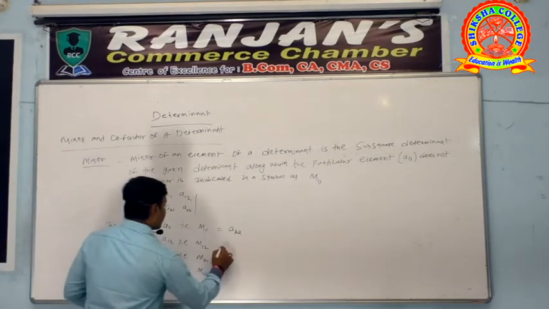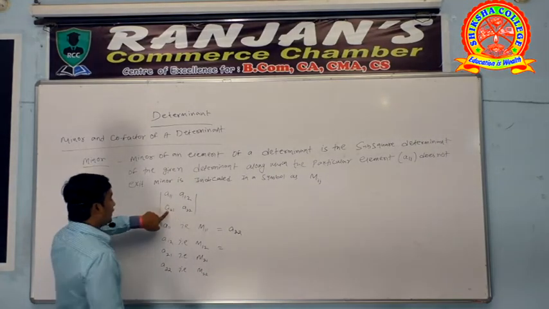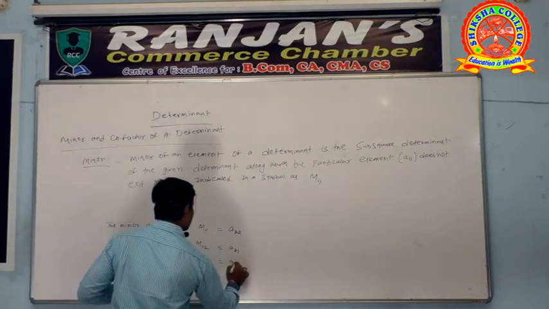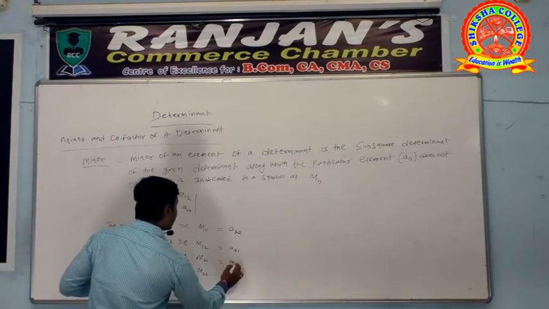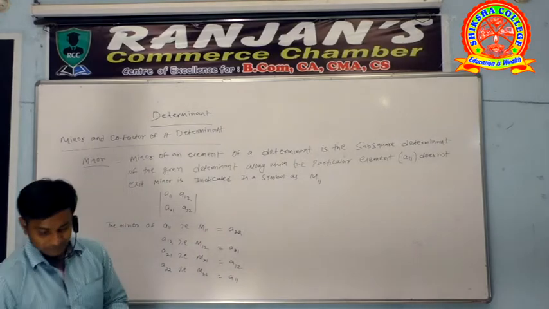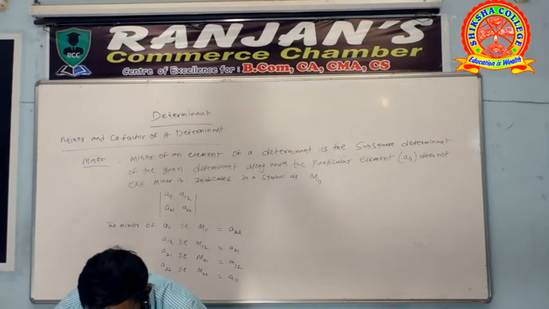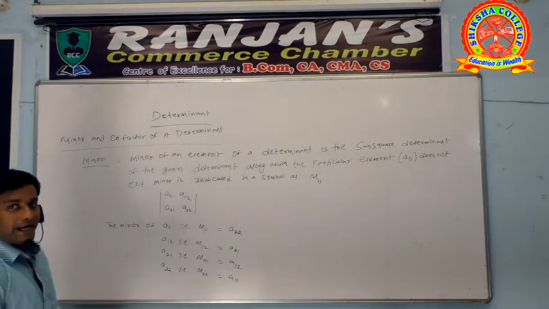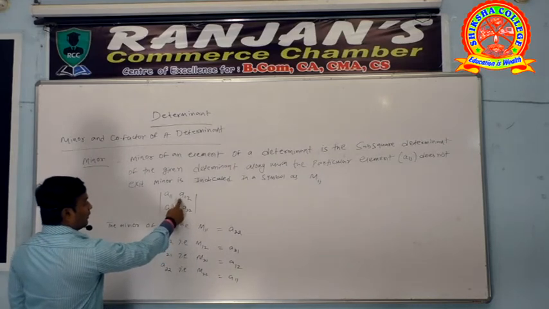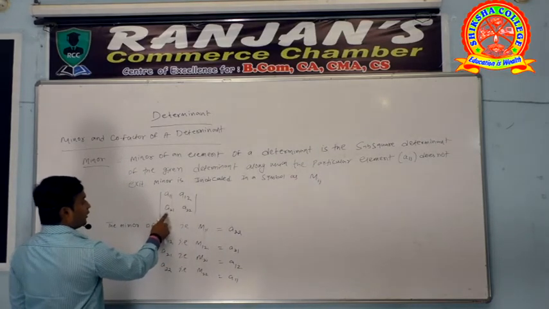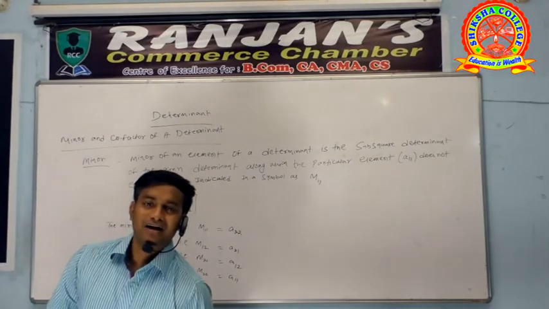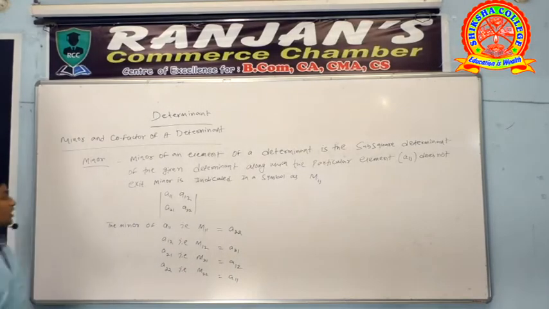Simple. Now the minor of A12 is A21. The minor of A21 is A12. Now the minor of A22 is A11. The minor of A11 is A22, that is the opposite. The minor of A12 is A21, A21 is A12, A22 is A11. Okay, that is the minor in second order.